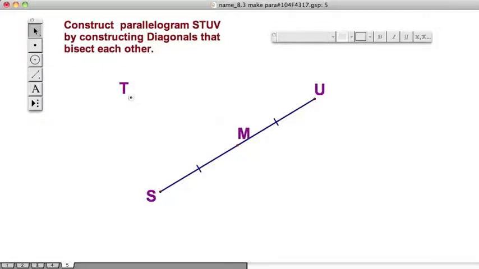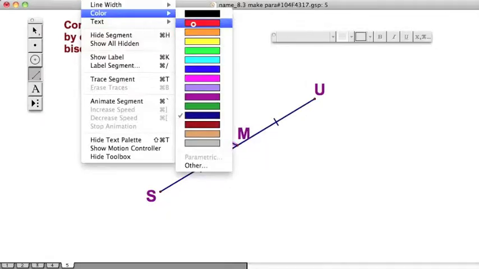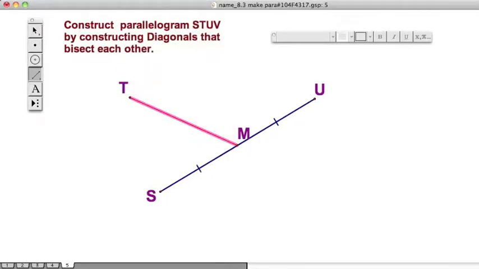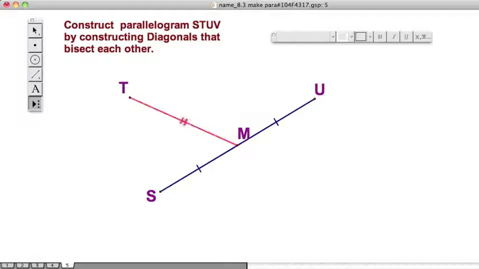Now, this is going to be one vertex. So if I were to draw this, you see, this is going to be half of one of the diagonals. Well, I could do that. Actually, let's do that. And I'm going to make it red so I can say the blue and red diagonals. Keep it straight. And I'll put this other tick mark on it.